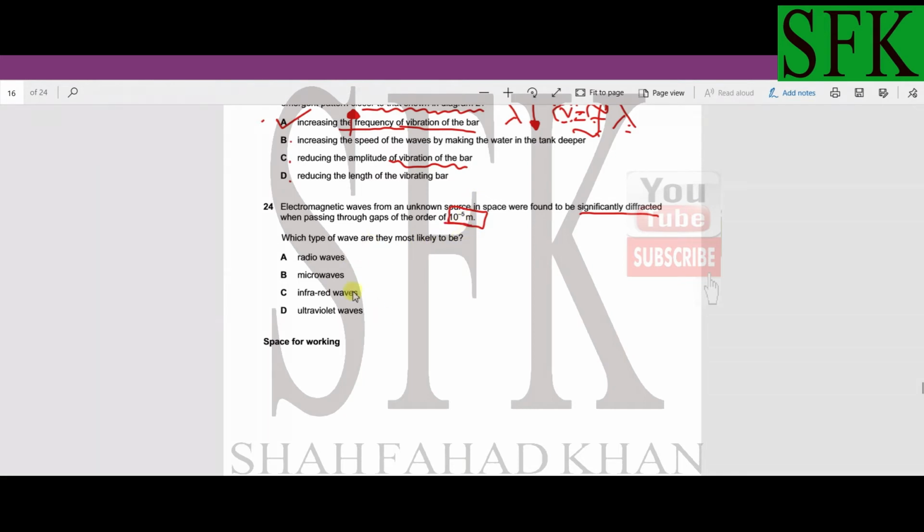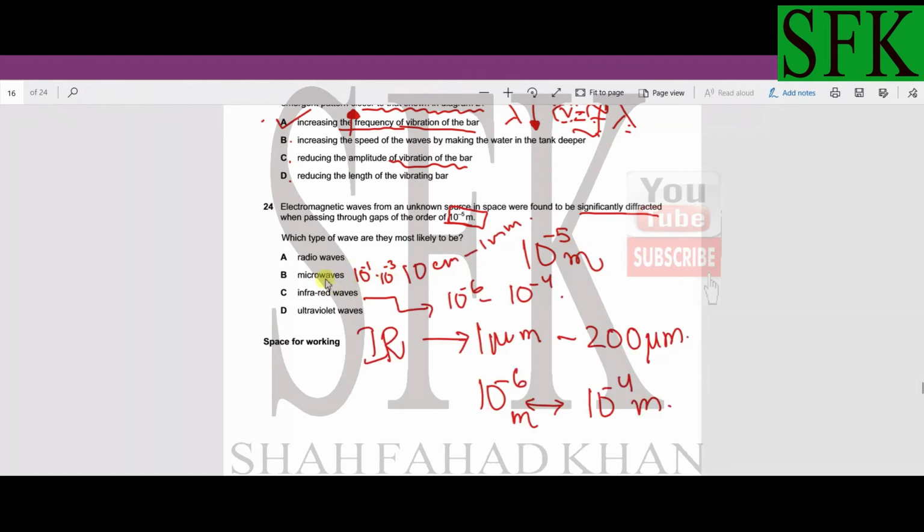This is basically something you need to learn. In the range 10^-5, you need to know the ranges of the wavelengths of each of these waves. Now we need to identify the wave which has a wavelength most comparable to the wavelength given in the question. If we look at microwaves, the range of wavelength of microwaves is 10^-3 meters to 10^-1 meters. This is not the range that contains 10^-5, so microwaves cannot be the answer.